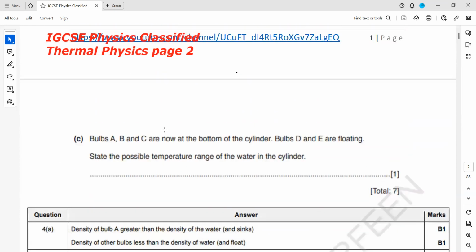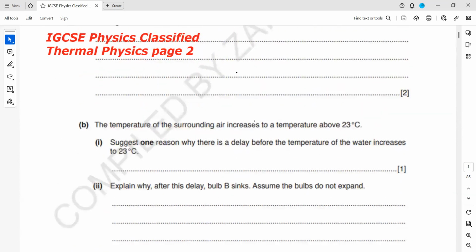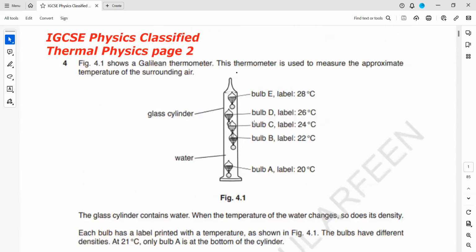The next one: bulbs A, B and C are now at the bottom, but D and E are floating. State the possible temperature range. Look, as you see, when the temperature was 21, A was down. When the temperature is 23, B is also down.